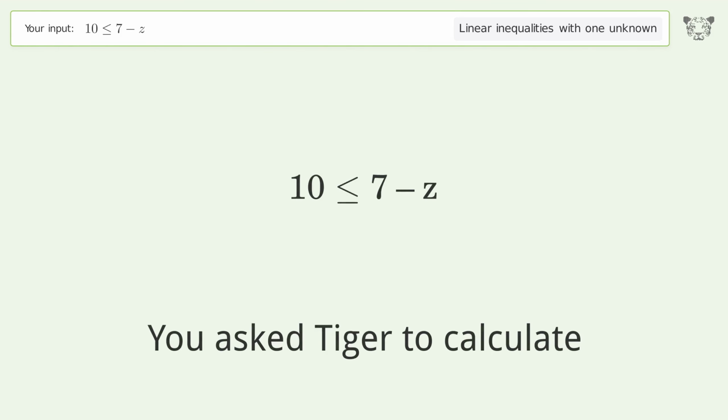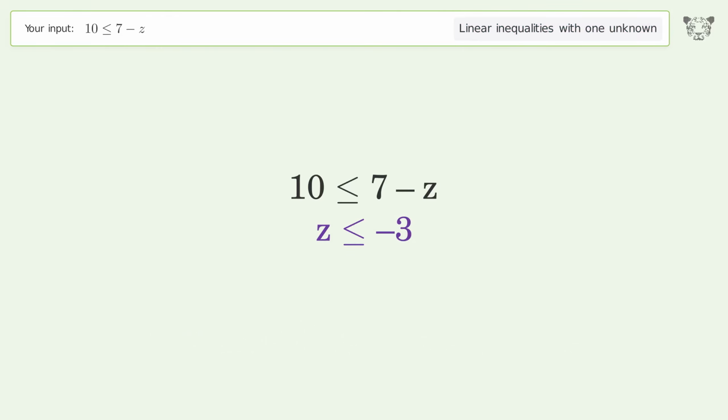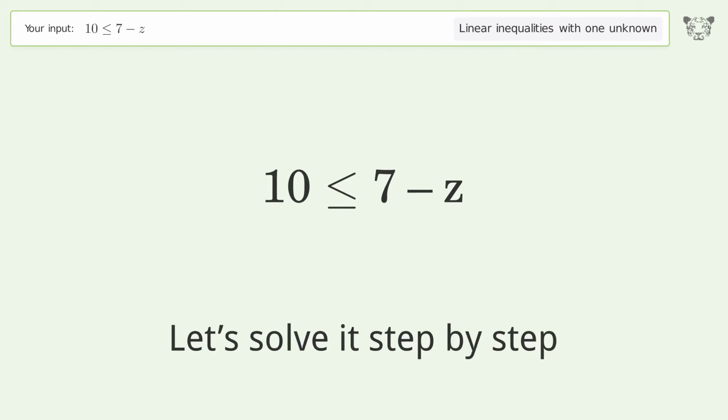You ask Tiger to calculate. This deals with linear inequalities with one unknown. The final result is z equal or smaller than -3. Let's solve it step by step.